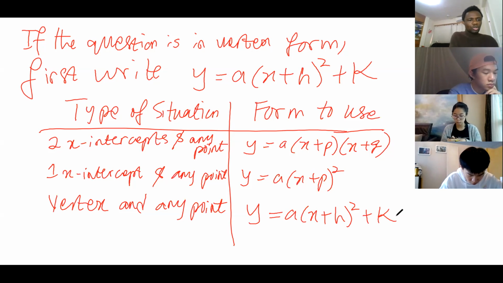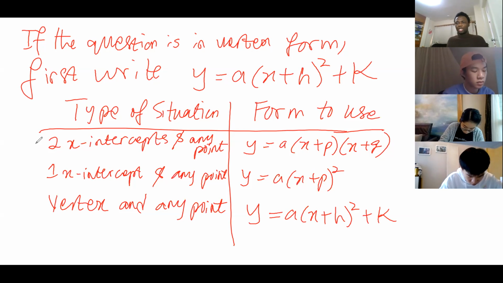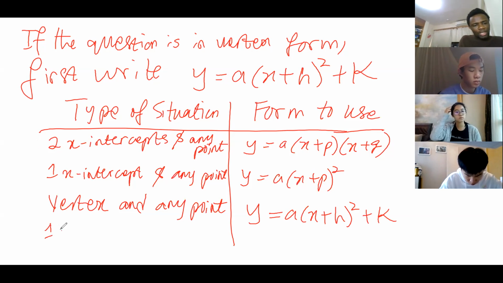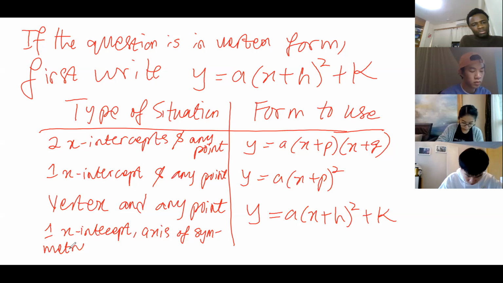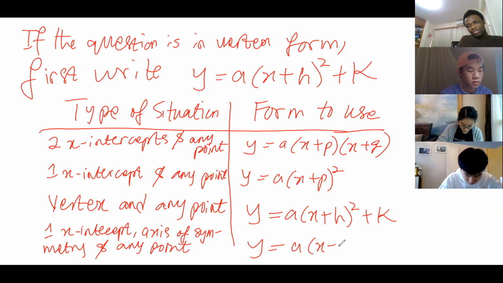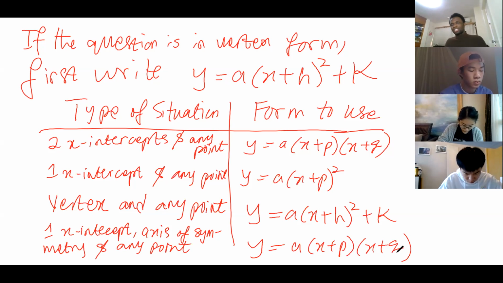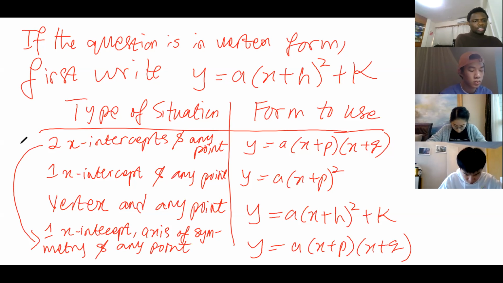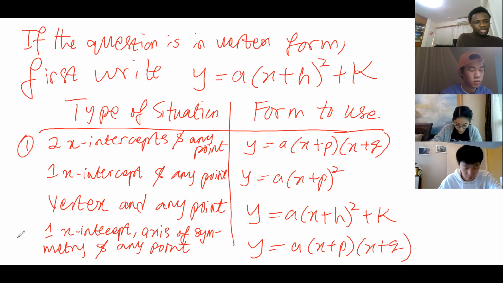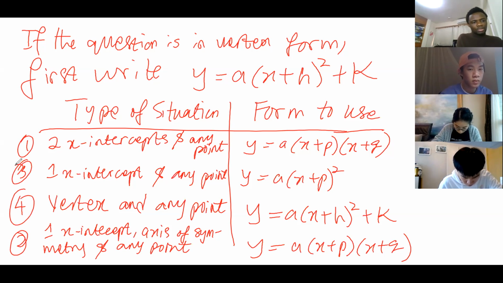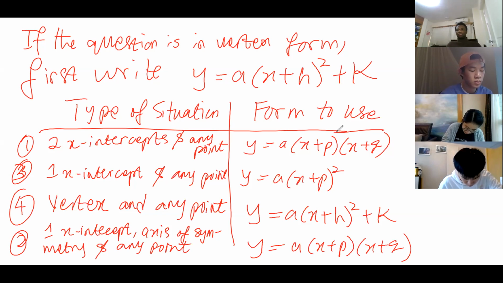The other one is also part of this, that other example where you have one x-intercept, the axis of symmetry, and any point. You still use the first one, because the axis of symmetry allows you to get the second one. So actually these two should have been together. I should have labeled them as the first, the second, the third, and the fourth. Does this make sense? So feel free to use any of these in your notebook.